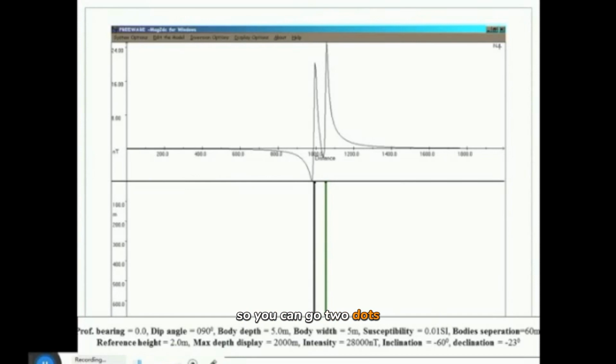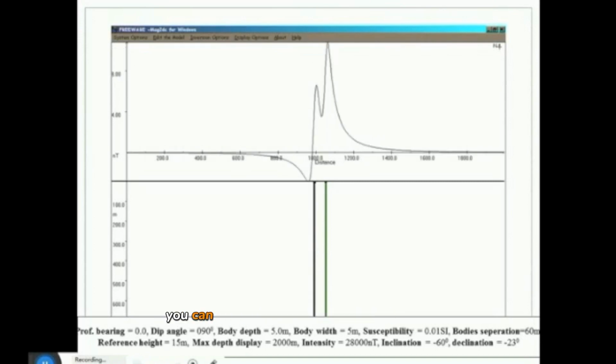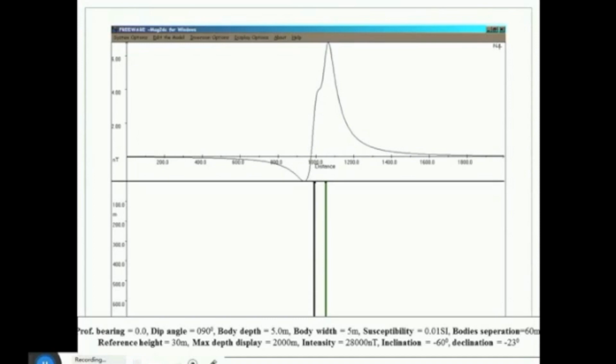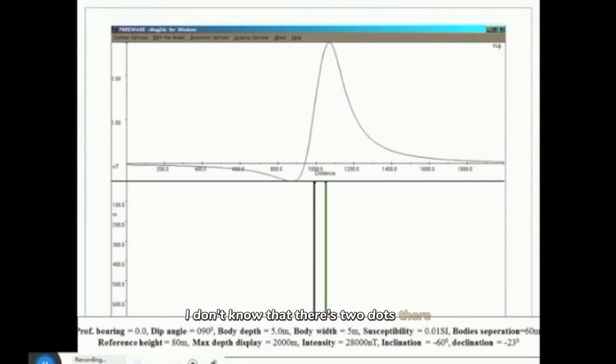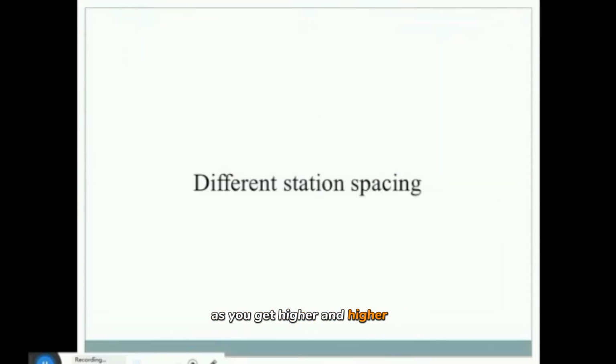Number of bodies is also something you can play around with. So here we've got 2 dikes, exactly the same. The bodies are separated by 60 meters here. We're just looking at a different reference height. So we had a reference height of 2, we can see the bodies. If we had a reference height of 15, you can see they're starting to merge together. 30, you can kind of see there's another dike. At 50 meters, you don't know that there's 2 dikes. So if I was flying at 50 meters, I don't know that there's 2 dikes there, and so forth as you get higher and higher.